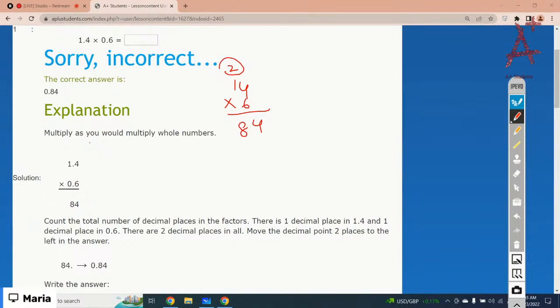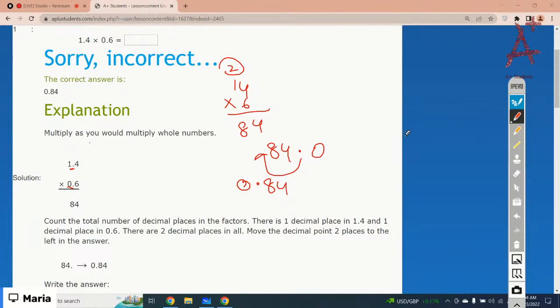So it is 84. Now count the total number of decimal places in the factors. For both the factors it is 1, the decimal point is placed right after the 1 digit. So that means there are two decimal places in all. So you have to move the decimal point two places left. Usually the decimal point is over here, it would be 84.0. You have to move 2 places left, from here to here, so it would be 0.84. You have to count the decimal places and put the decimal point that many places to the left. So it would be 0.84.